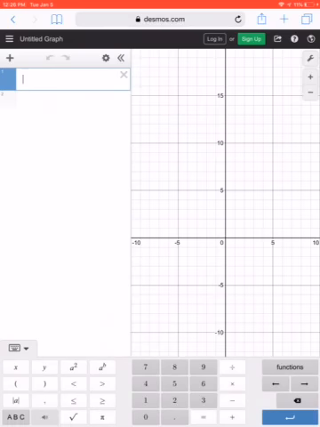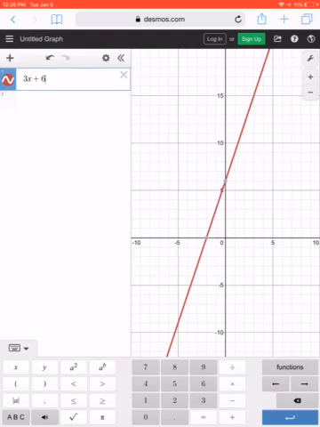And then, so we have 3x. You just go and type in 3x plus 6. I think that was one of the equations, or no, 5x plus 6. But 5x plus 6 is a line also. So you can mess around with that and take a look at what these look like.